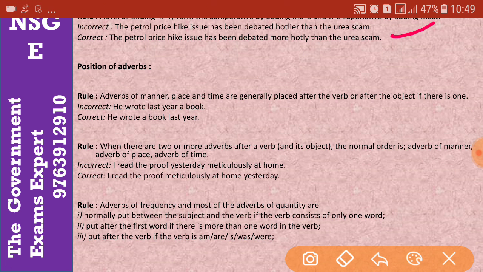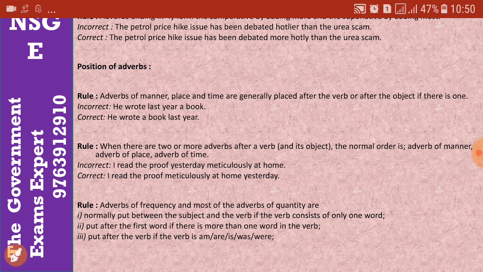The petrol price hike issue has been debated hotlier than the urea scam. So hotlier should be wrong. Why? Because the petrol price hike issue has been debated more hotly, not hotlier, more hotly than the urea scam. So you always have to use it like this, and for the superlative degree you have to use the word most before the adverb. Okay, so please check the next one.